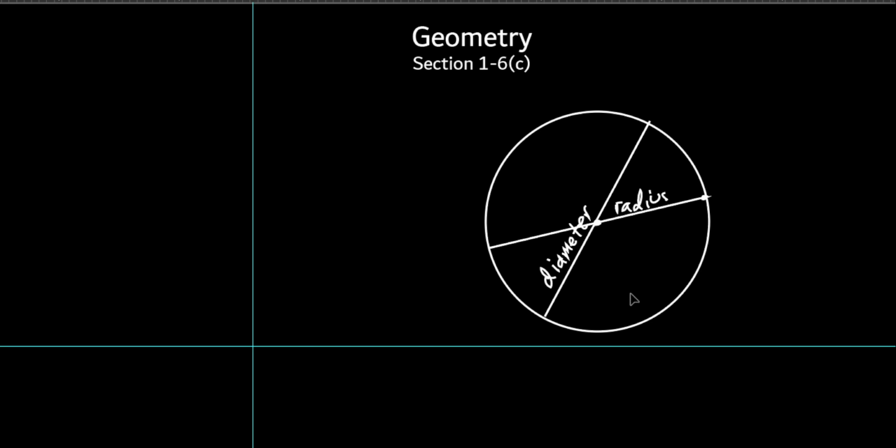Everybody got it? Okay. Here's another thing. Now we're getting into some stuff, at least this one anyway, that you probably have not seen before. So what if I connect 2 points on the circle, but it doesn't go through the center? What if I did that?